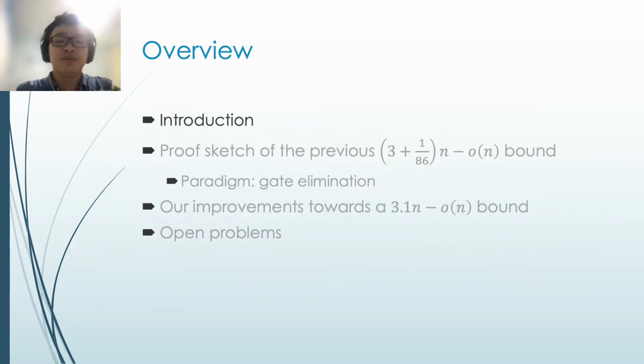Our talk will have 4 parts. We'll first introduce the background and history of this puzzle and state our main results, and then I will briefly give you a proof sketch of the previous 3 + 1/86 n minus little n lower bound and introduce this basic technique, which is the gate elimination paradigm, and then I will show how we improve over the results and get the 3.1 n minus little n lower bound. Finally, I will present some open problems.